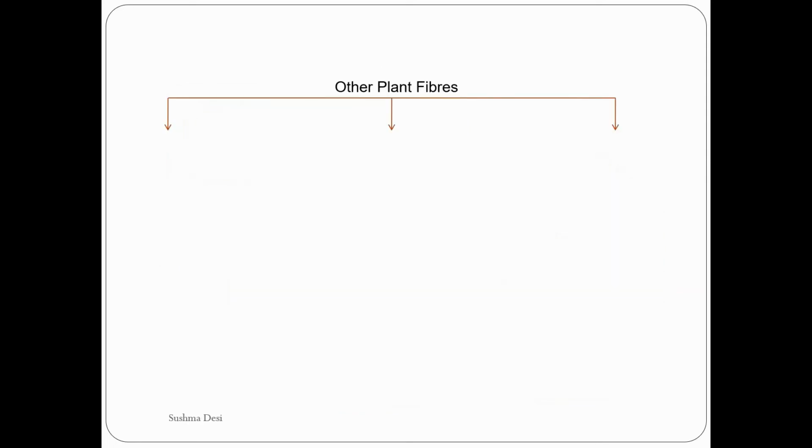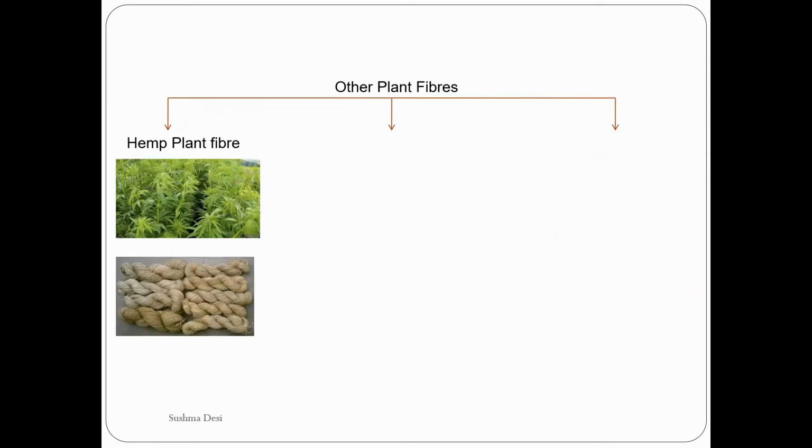Next, we'll look at some other plant fibers. The first one is the hemp plant fiber. This is similar to jute. It is obtained from the stem, and the stems are also soaked in water, and then long strands are obtained, and it is used to make ropes and nets.